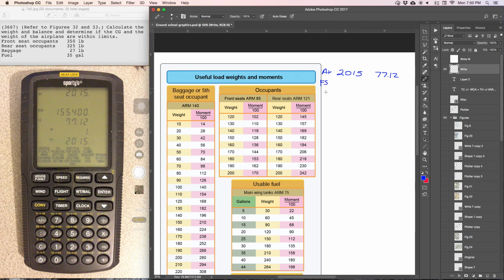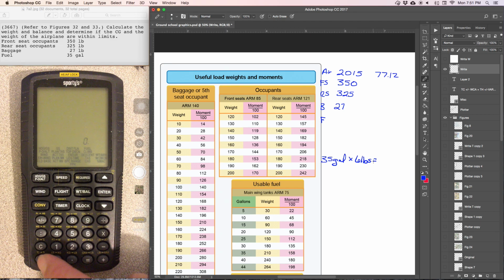So we have front seat, rear seat, baggage, and fuel. Front seat, 350 pounds; rear seat, 325; baggage, 27. Notice that the fuel is actually given in gallons. We have 35 gallons. What we need to remember is that 1 gallon of fuel equals 6 pounds, so we take 35 gallons times 6 pounds, and that gives us 210 pounds.